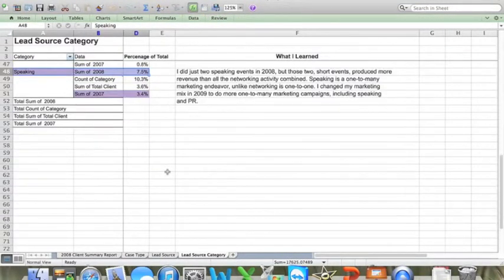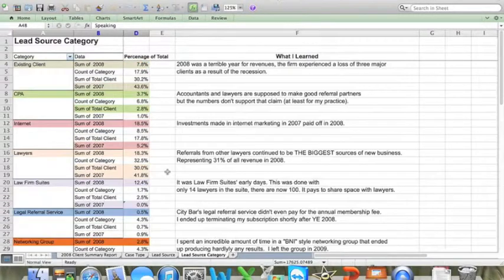Now, from the lead source category analysis, we decided to drop all of our networking activities unless it involved networking with other lawyers, which, as we said, included increasing our efforts to obtain referrals to our suite mates at law firm suites. And in addition to increasing our one-to-many marketing strategies like PR and speaking.